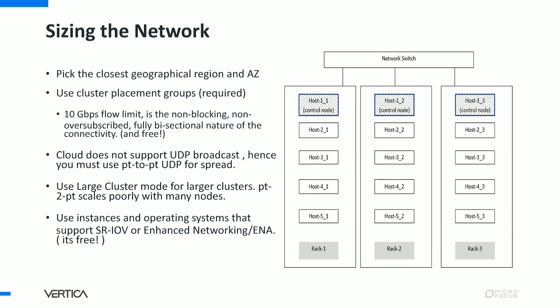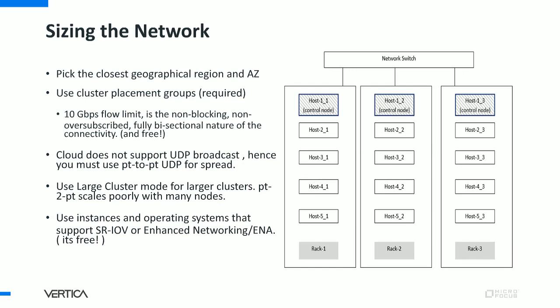So the next thing about tuning your network is sizing it correctly. Pick the closest geographical region to where you'll consume the data. Pick the right availability zone. We highly recommend using cluster placement groups. In fact, they are required for the stability of the cluster. A cluster placement group is essentially AWS's notion of a rack. Nodes in a cluster placement group are physically closer to each other than they would otherwise be. And this allows a 10 Gbps bidirectional TCP/IP flow between the nodes. And this makes sure that you get a high amount of commits per second.